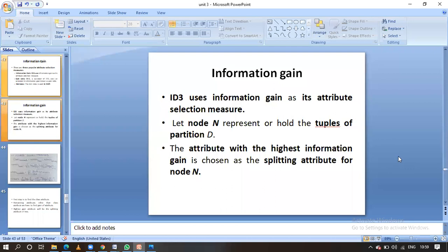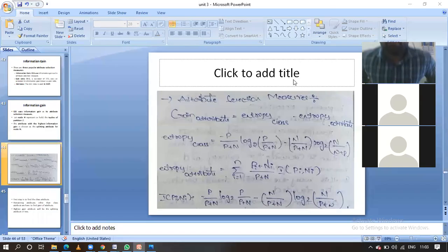Now the procedure for the information gain starts. In the information gain what we are going to do is we are going to select the attribute for partitioning. Everyone write these formulas, it's very important guys. Without knowing these formulas you cannot understand. In this main formula, gain of attribute is equal to entropy of class minus entropy of attribute. Entropy of class means that is a target attribute, guys.